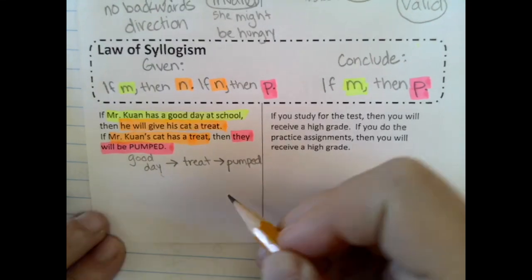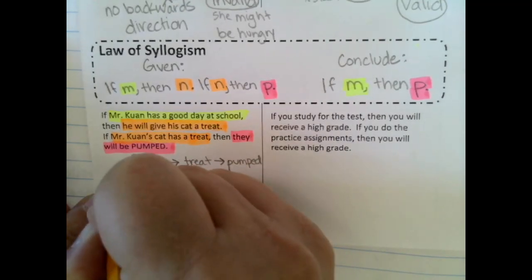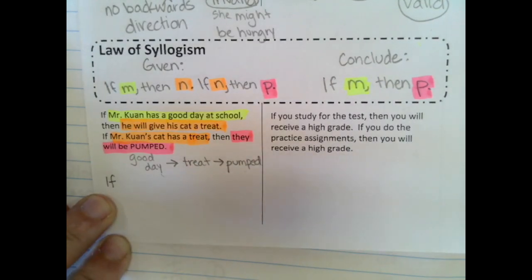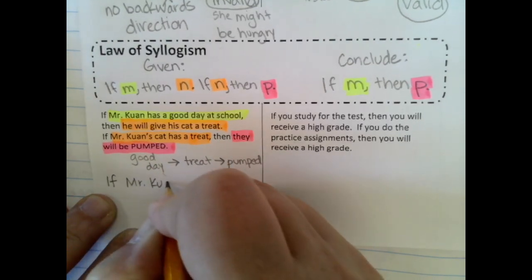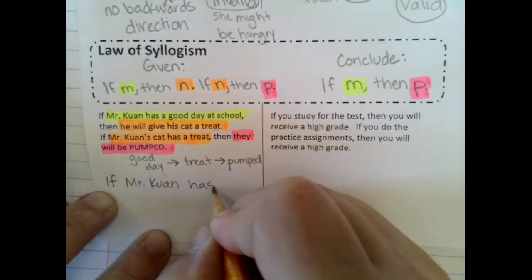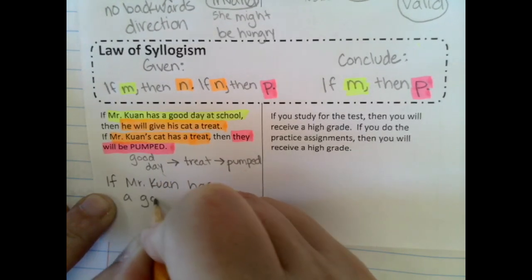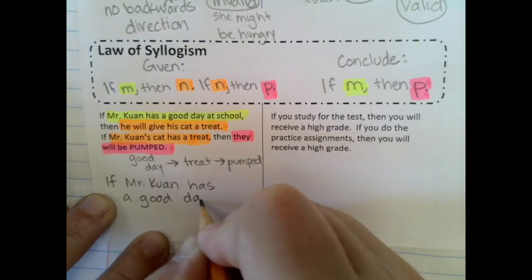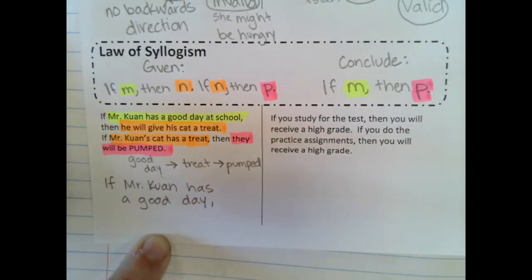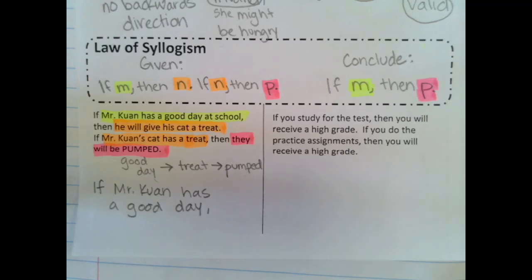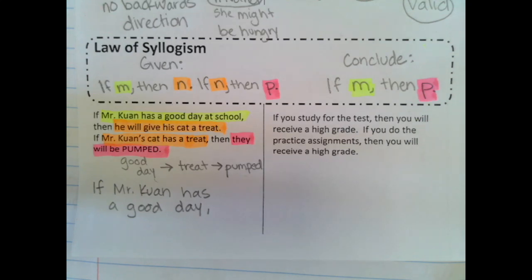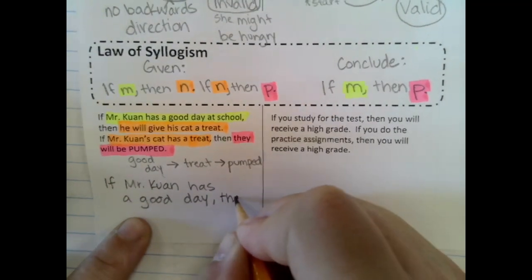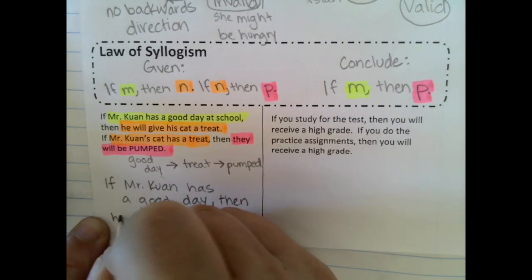So if I write this as a new conclusion, what's the beginning of the story? Good. If Mr. Kwan has a good day at school, I'm just going to say if Mr. Kwan has a good day, because I don't want to write a lot because I'm running out of space. If Mr. Kwan has a good day, so that's the first part. How will this story end? What will happen by the end of the day? The cat's going to be pumped. Then his cat will be pumped.